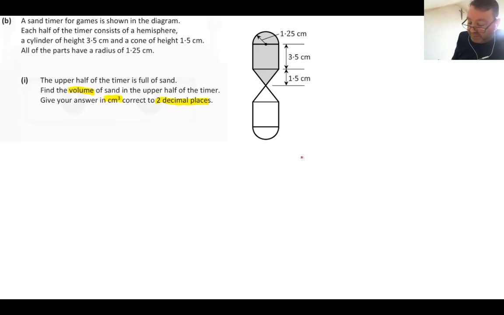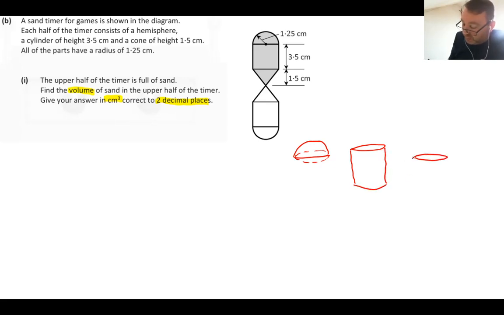Well, it's made of a hemisphere, like that. It's also made of a cylinder. So the little hemisphere sits on top of a cylinder, like that. And at the bottom of that, we've got a cone, which sits at the very bottom of the cylinder. So if we were to work out the volume of all of this, break it open: hemisphere, cylinder, cone. And all you've got to do is write down the respective formulas.